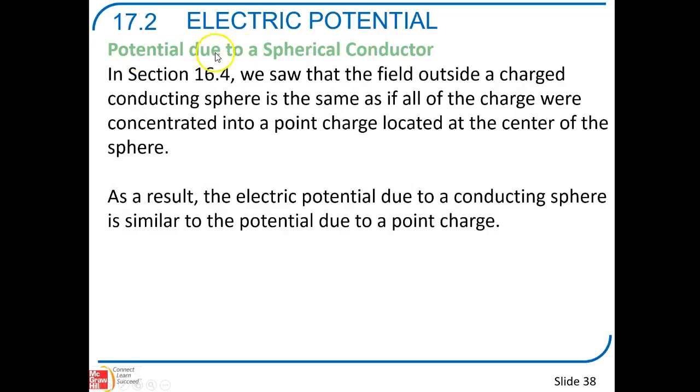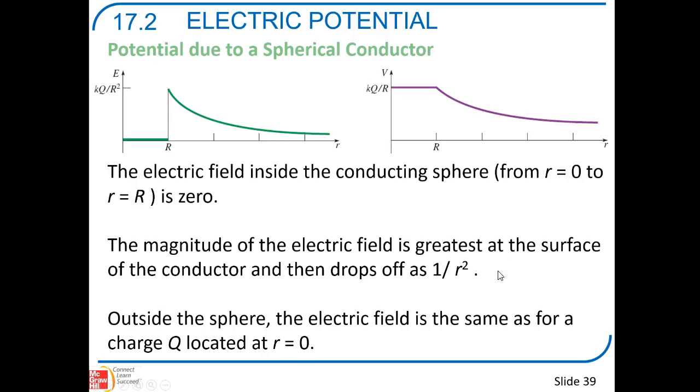So if we look at potential due to a spherical conductor, something that's circular here, we saw in 16.4 that the field outside that charged sphere is the same as if all the charge were concentrated in a point located at the center of the sphere. So the electric potential due to that conducting sphere is similar to the potential due to that point charge that we saw. A couple of graphs that we can look at.